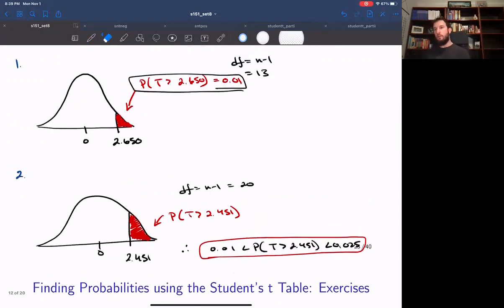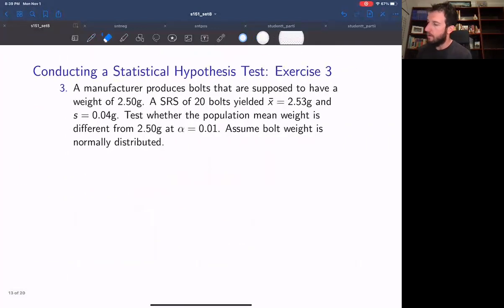The reason that we had to go through these two exercises is because this is exactly the technique that we're going to use to find p-values. Every time we have to do a student t-test and we want to find a p-value, this is how we're going to do it. So let's take a look at that now.